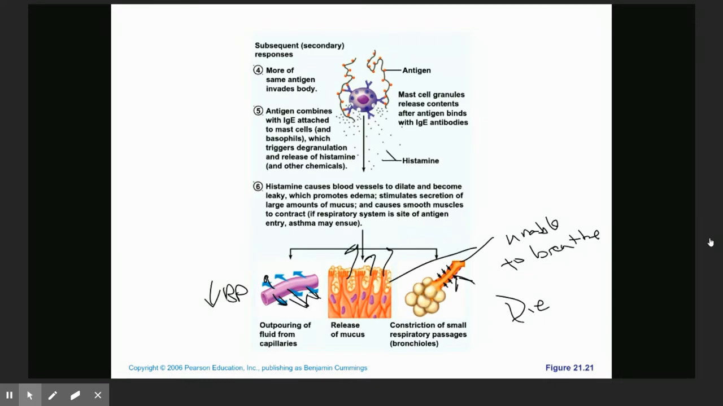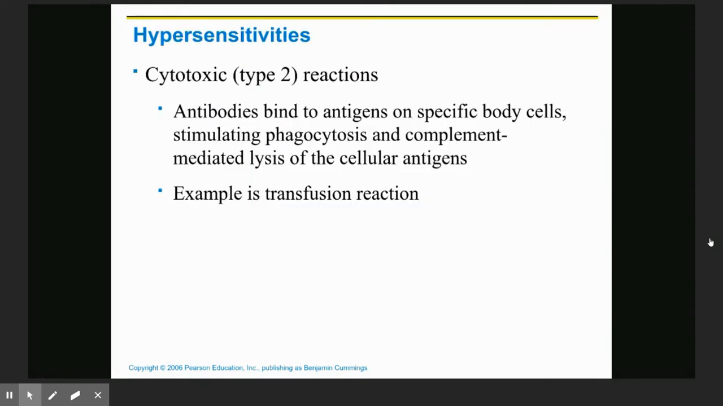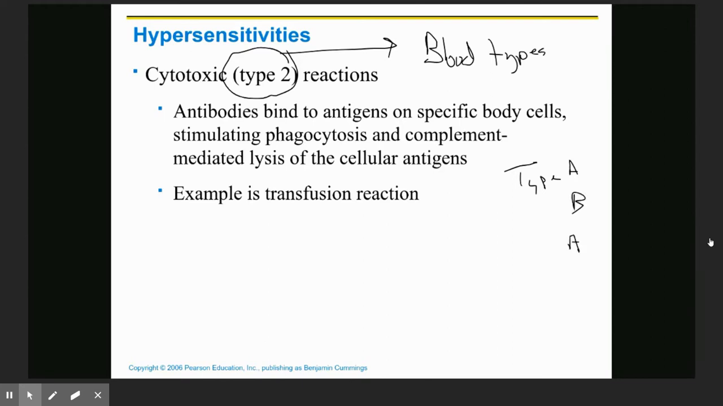So that's type 1. Let's look at type 2. We've also already talked about type 2, because type 2 is what happens when you get a blood transfusion of the wrong blood type. Remember we talked about blood types. We said we had type A, type B, type AB, and type O. And we went through who could give to whom. And remember what happens if you give the wrong blood type to the wrong person.